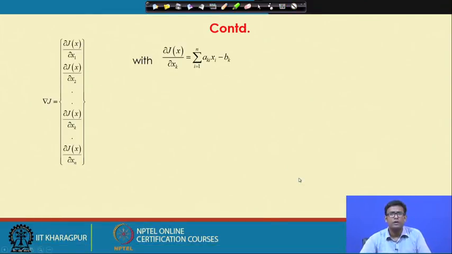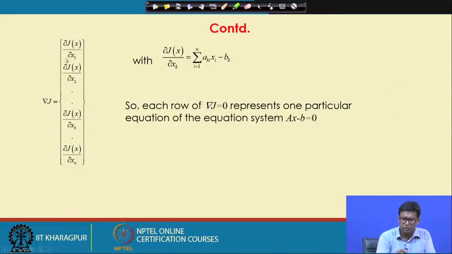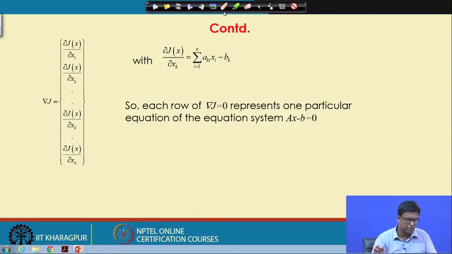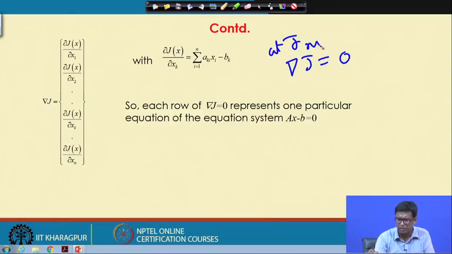So, if I write gradient of J, that will contain the vector ∂J/∂x1, ∂J/∂x2 up to ∂J/∂xn, and each of these ∂J/∂x terms is basically the sum over i equal to 1 to k of A_ki x_i minus b_k, one particular value. So, when we find the minima, our requirement was grad J is equal to 0 at J minima.